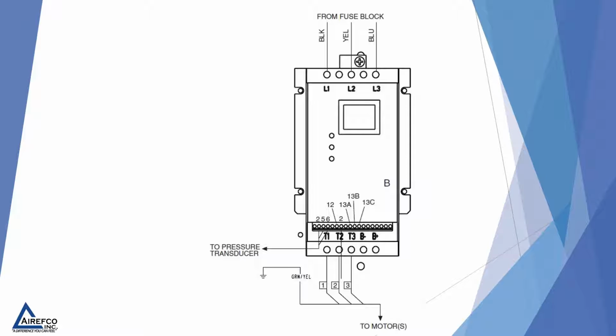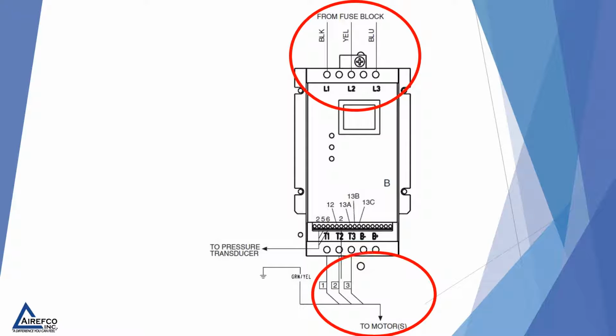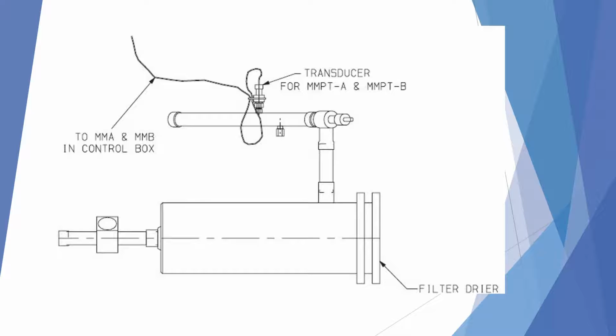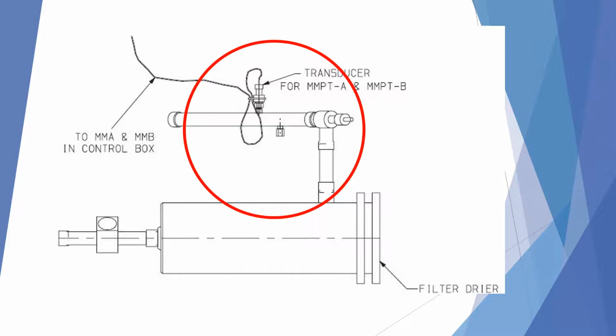This is a diagram of a solid-state controller showing the wiring coming from the fuse block to the controller and then going out to the motor that it is controlling. This particular model uses a transducer to monitor the pressure to maintain the proper head pressure for low ambient control. If this type of solid-state control is the one that you will be installing, you will have diagrams that will show for particular units where the transducer needs to be installed to maintain the proper pressure for the low ambient control.